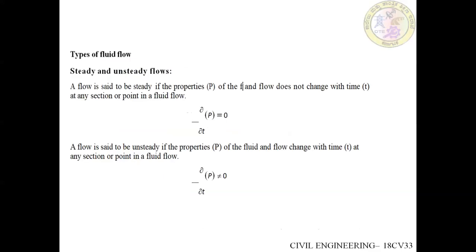Next comes types of fluid flow. The first one is steady and unsteady flow. A flow is said to be steady if the properties of the fluid and the flow do not change with time at any section or point in a fluid flow. So ∂P/∂t will be equal to 0. Similarly, a flow is said to be unsteady if the properties of the fluid and flow change with respect to time at any section or a point, which is given by ∂P/∂t not equal to 0.